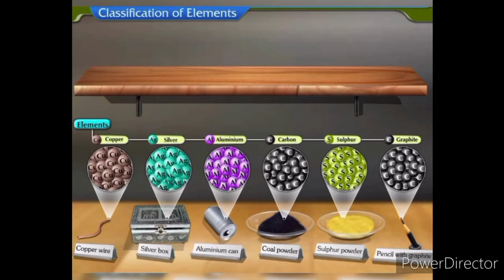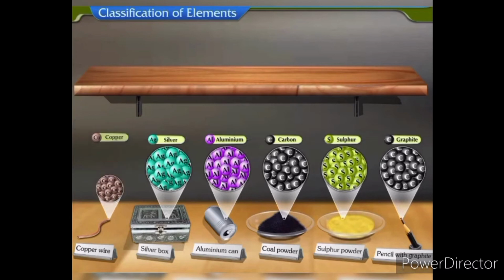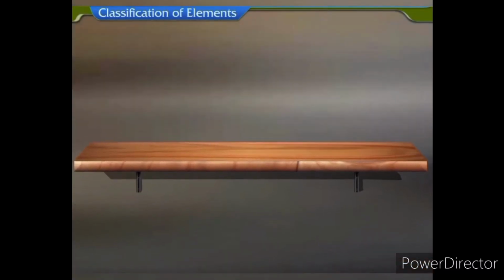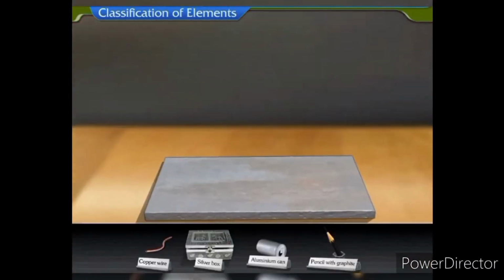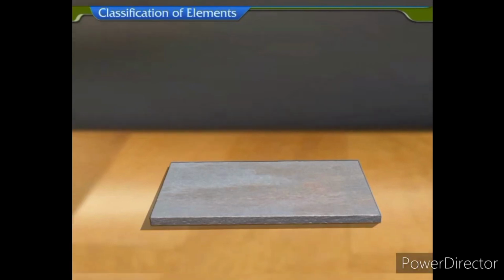Aluminium can is made of aluminium. Coal powder has carbon. Sulfur powder has sulfur. A pencil with graphite core has graphite. Take two baskets and label them as A and B. Now, observe this collection of objects or substances and carefully pick the objects which are hard and have a shining surface. Yes, you have done it right.